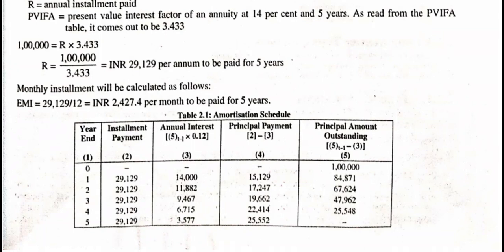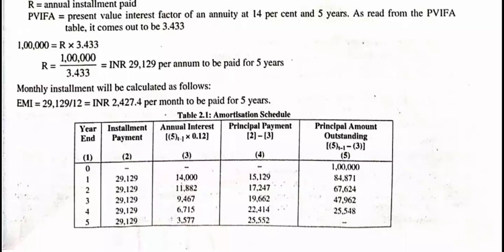29,129 minus 14,000. So we will get 15,129 rupees. This is the principal payment. Now, how much is the principal outstanding? 1 lakh minus 15,129. That is 84,871 rupees. This is the first year principal amount outstanding.